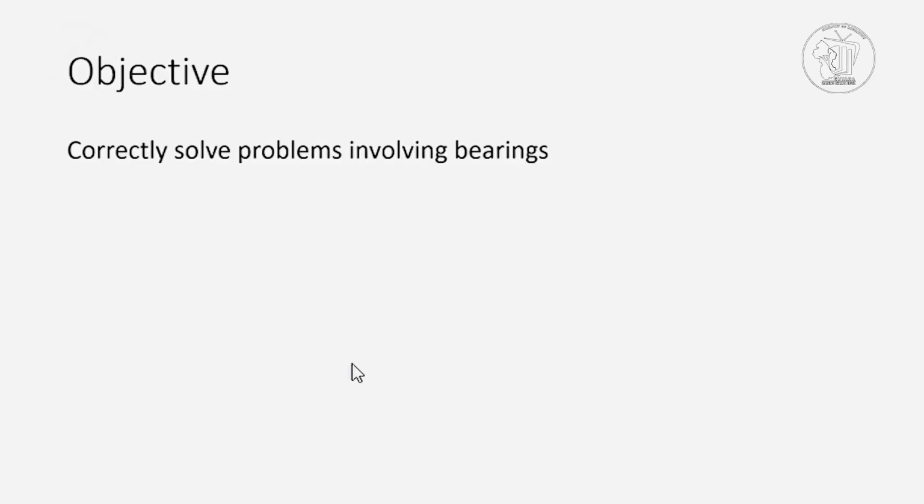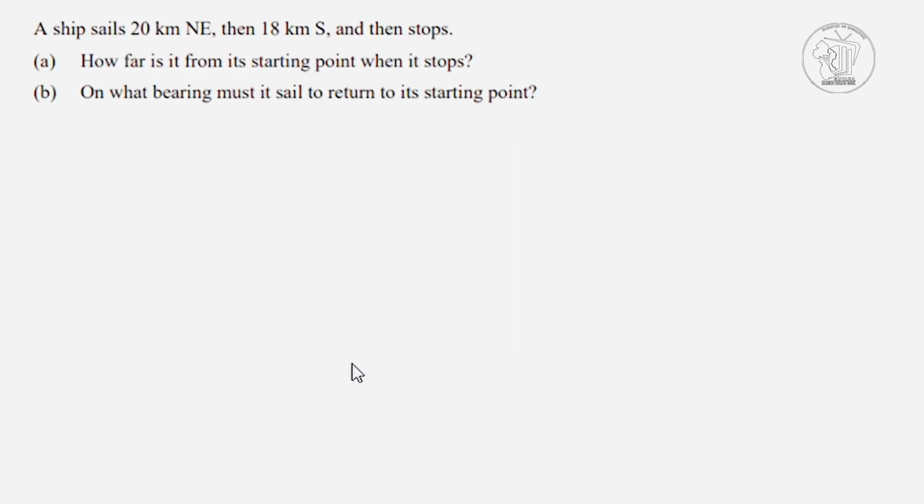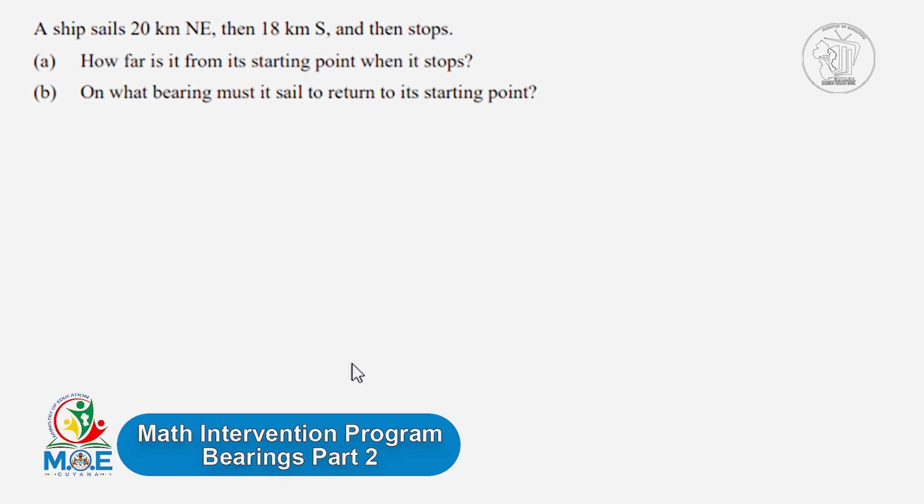Those are some foundational things that we looked at in the previous video. With all of that being said, at the end of this video, you should be able to solve problems involving bearings. So let's look at our first example. The question says, a ship sails 20 km northeast, then 18 km south, and then stops. A, how far is it from its starting point when it stops? And B, on what bearing must it sail to return to its starting point?